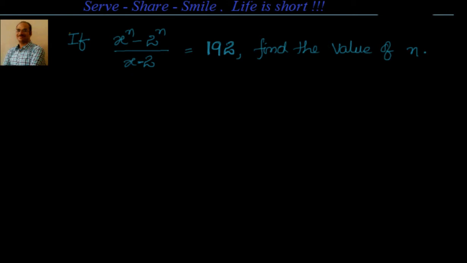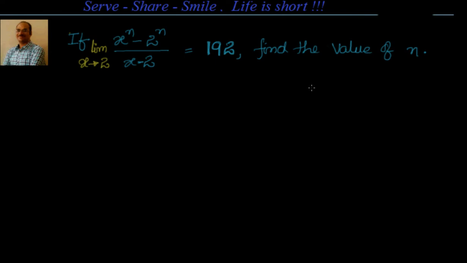We are solving problems as part of standard limits in limits. If limit x tends to 2, x to the power of n minus 2 to the power of n by x minus 2 equal to 192, find the value of n.